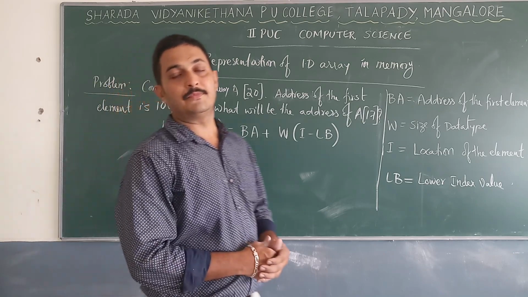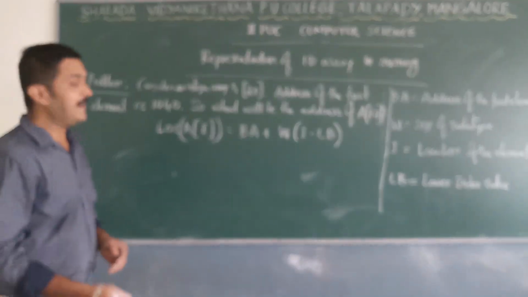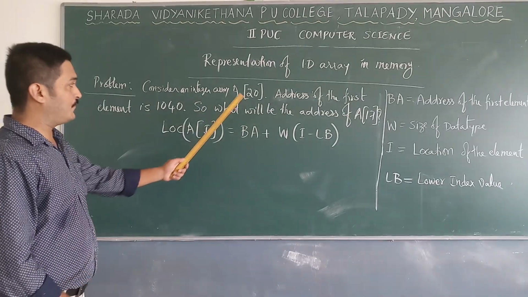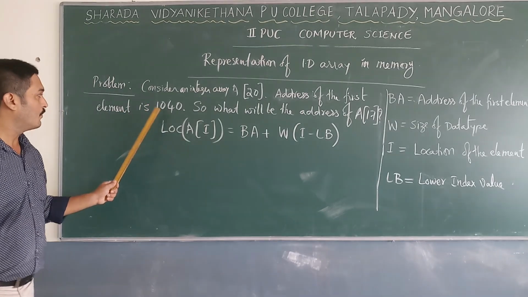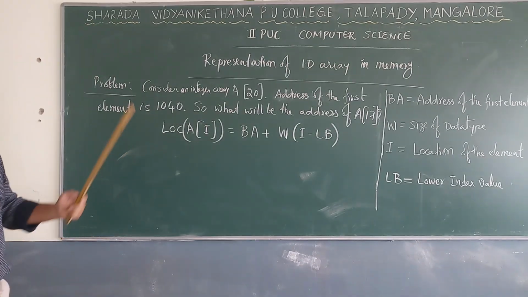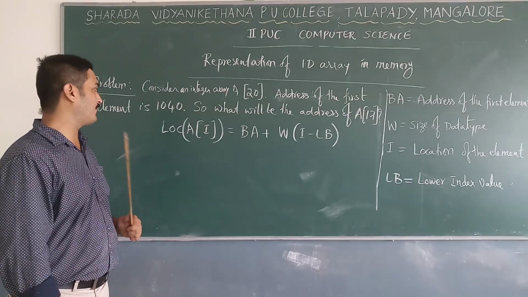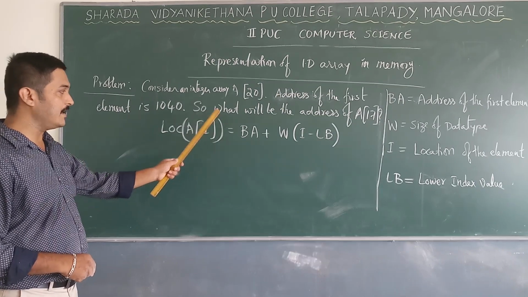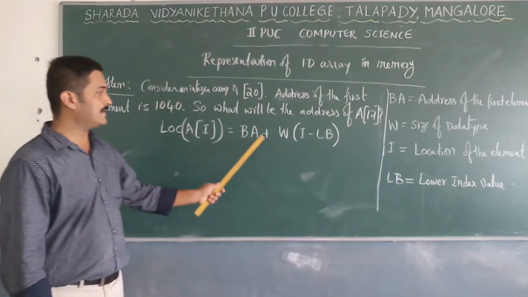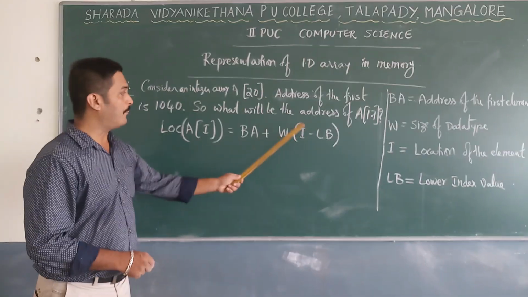Next, a problem to solve. Here the problem is: consider an array A of 20 elements, and the address of the first element is 1040. What will be the address of A[17]? Here the formula is location of A[I] equals base address plus W into (I minus LB), where I means the index value.